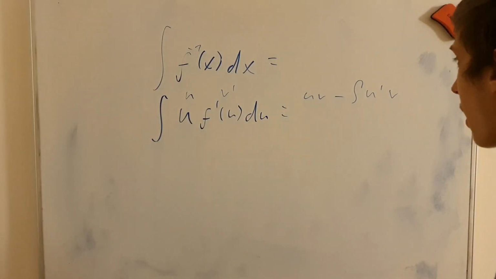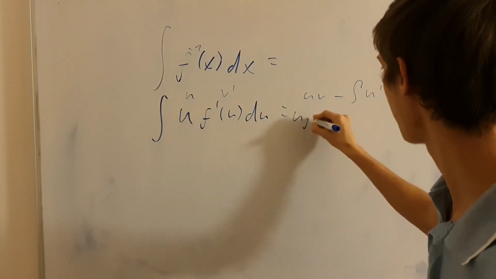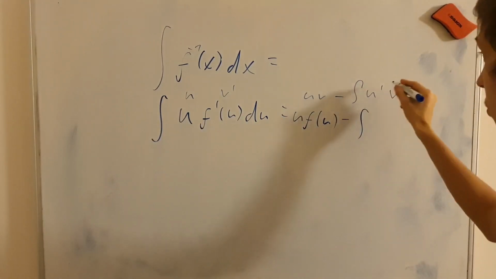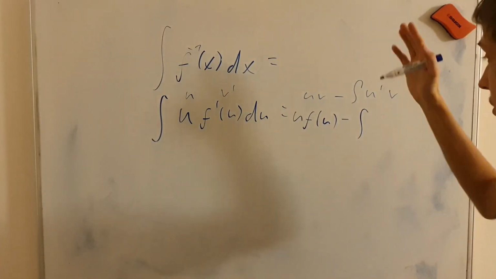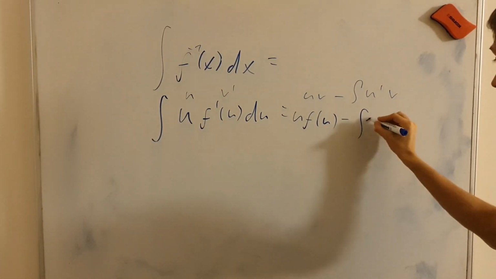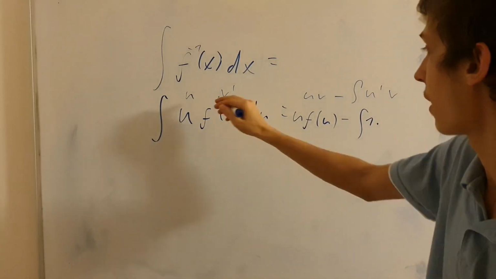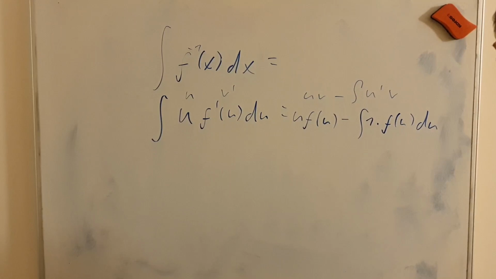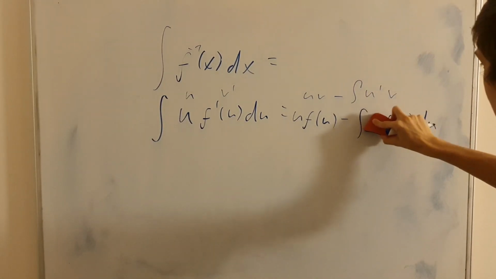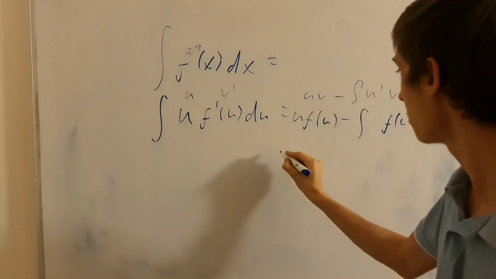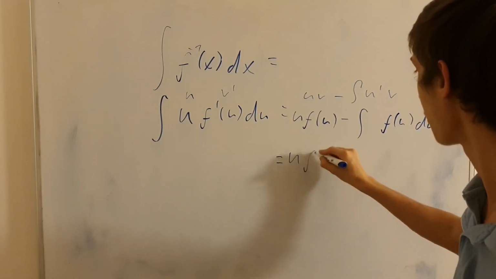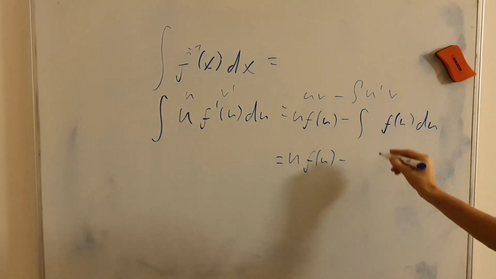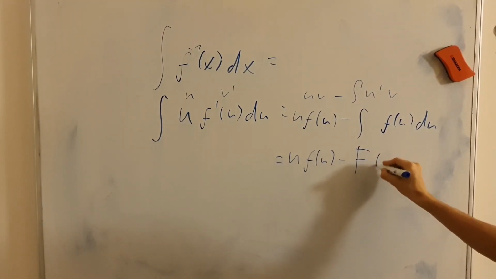So for u v prime I will rewrite u times f of u, because the integral of f prime of u is f of u, minus u prime will just become 1 because this was u, take the derivative of it becomes 1. And v again is the integral of f prime of u, which is f of u du as follows. So the only thing that's inside this is f of u du. Now this can be further written as u times f of u minus the integral of f of u, well, let's say capital F of u, right?